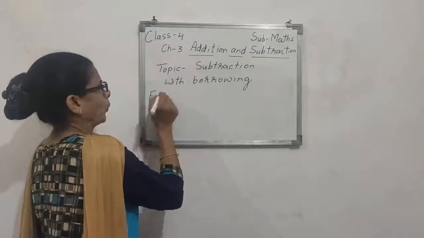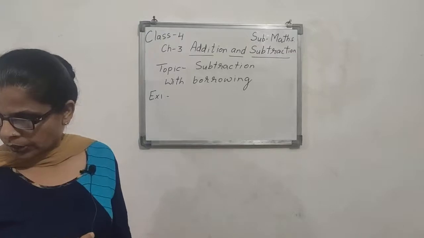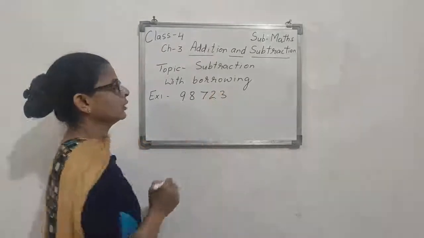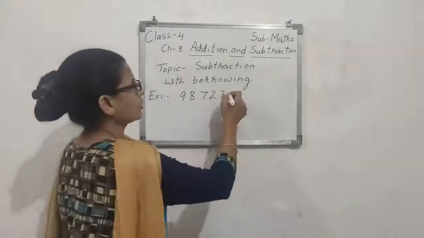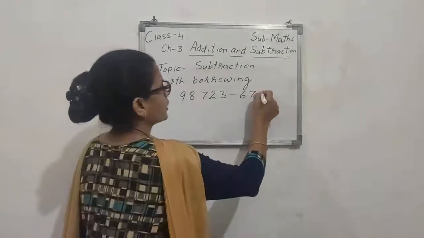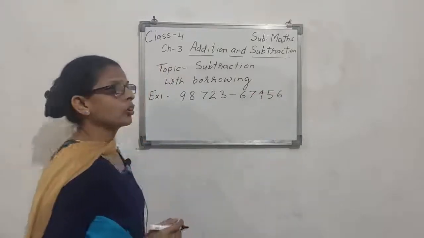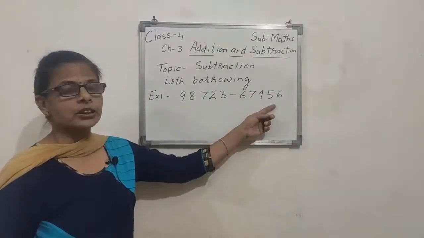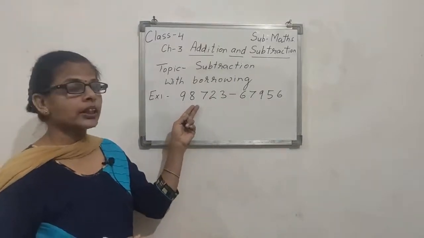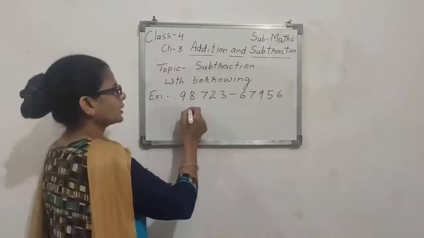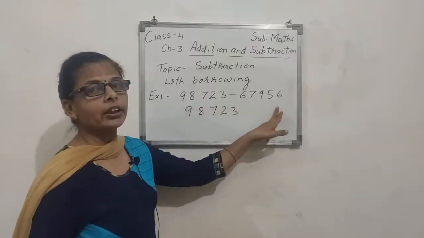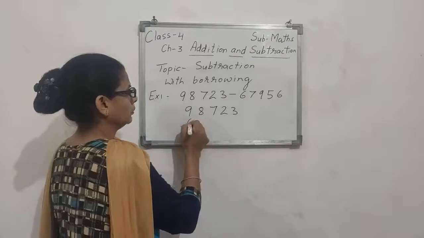Example 1. 98,723 minus 67,956. You have to subtract 67,956 from 98,723. So bigger number is 98,723. So we'll write this up, and smaller number is 67,956. This will be written down.